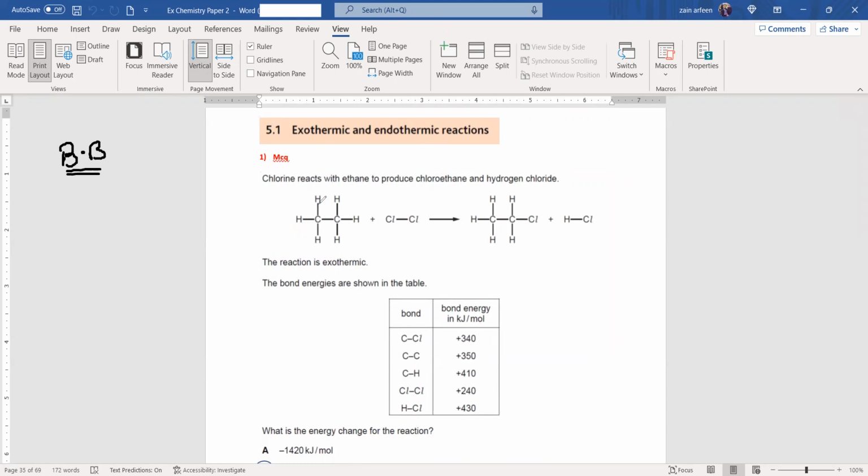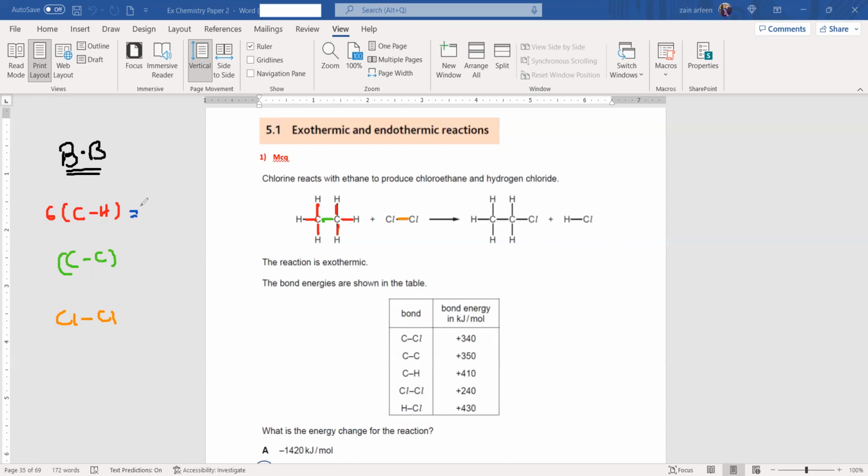First, we are breaking C-H bonds. The reactant side is always the bond breaking side. So 1, 2, 3, 4, 5, 6. We are breaking 6 C-H bonds. Then another bond which we are breaking, the carbon-carbon bond, and there's only one carbon-carbon bond. Then another one, the chlorine-chlorine bond. So these are the bonds which we are breaking.